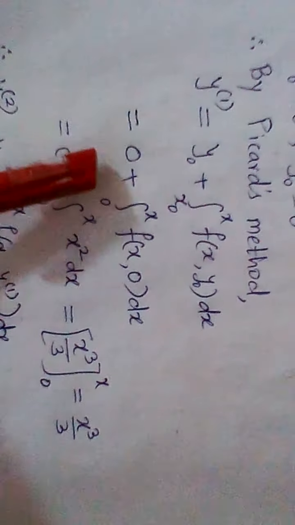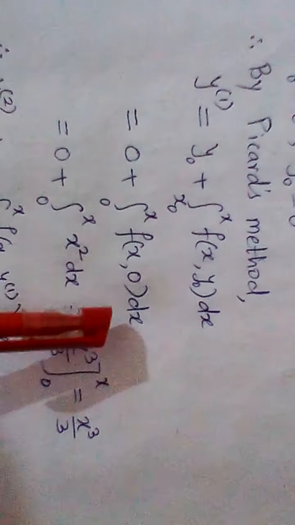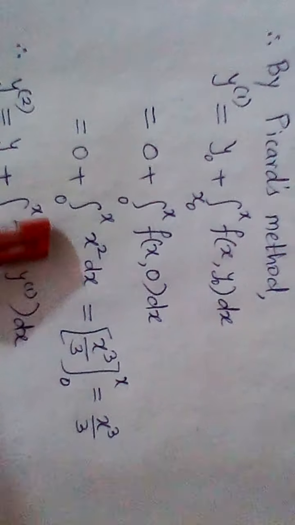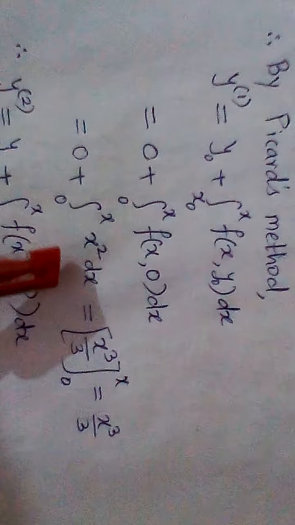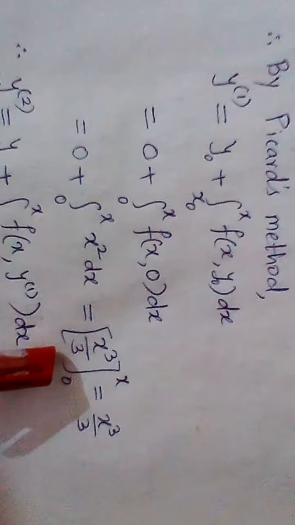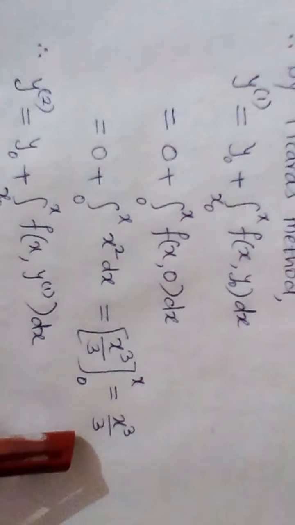This is equal to 0 plus integration from 0 to x of f(x, 0) dx. So this will be equal to 0 plus integration from 0 to x. We put the value: x square upon 0 plus 1 gives you x square here, dx. Integration is x cube by 3 within 0 to x. So it will be x cube by 3.